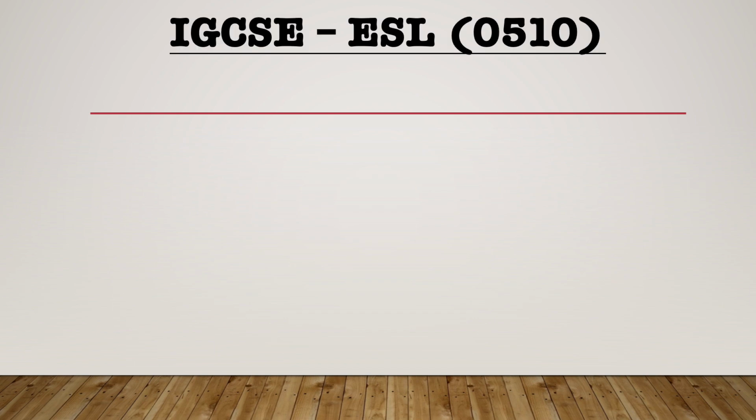Today I will be updating learners about attempting IGCSE English as a Second Language Paper 2, following syllabus code 0510. Let's look at exercise 1 for paper 2, which is reading and writing.